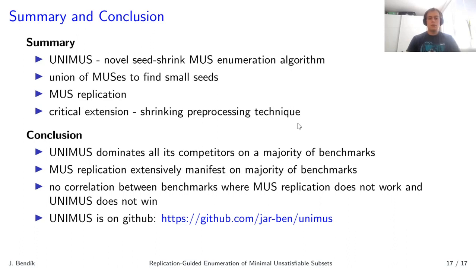Moreover, we have seen that UniMUS identifies a vast majority of seeds with MUS replication, which means in polynomial time without the SAT solver. Note that we found no correlation between benchmarks where UniMUS performs poorly and where MUS replication does not work. It is thus not the case that MUS replication would be the only important ingredient of the algorithm. All ingredients of UniMUS contribute to its efficiency.